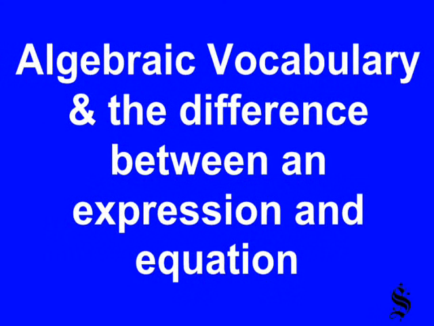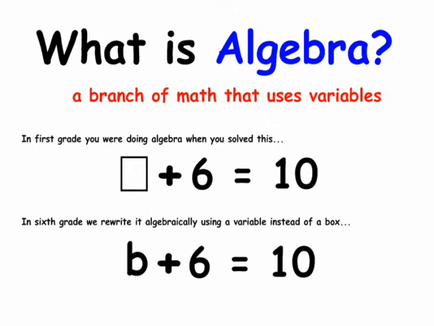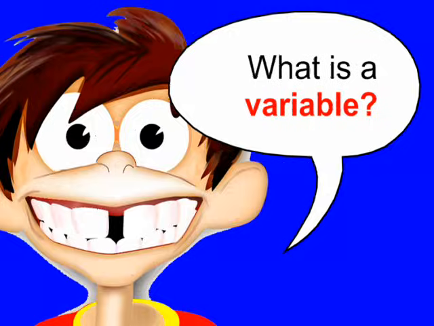In this video, we're going to look at some basic algebraic vocabulary and the difference between an expression and an equation. So what is algebra anyway? Well, you've been doing algebra since the first grade. When your teacher put box plus 6 equals 10, you were actually doing algebra. Instead of using a box in the older grades, we'll use a variable, usually a letter. Could be B plus 6, C plus 6, to represent a number.